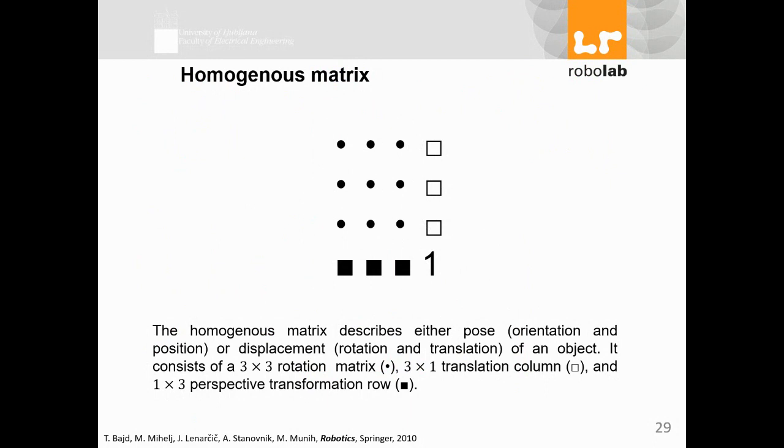So we call this a homogeneous matrix, an operation based on homogeneous matrices. The homogeneous matrix describes either pose, orientation and position, or displacement, rotation, or translation of an object. It consists of a 3x3 rotation matrix. It spoiled the story. This is for rotation.